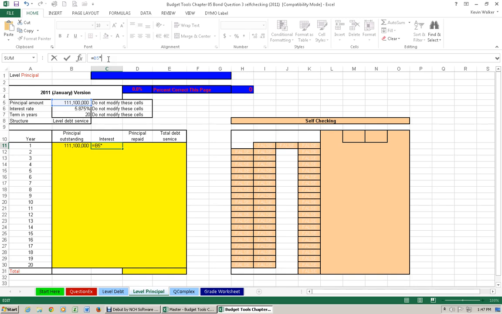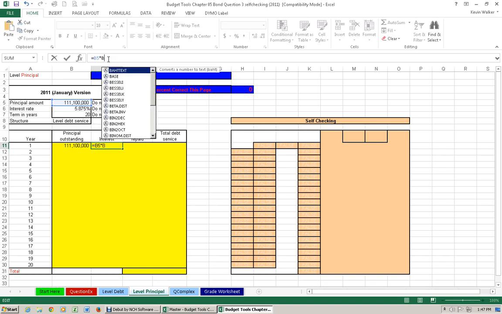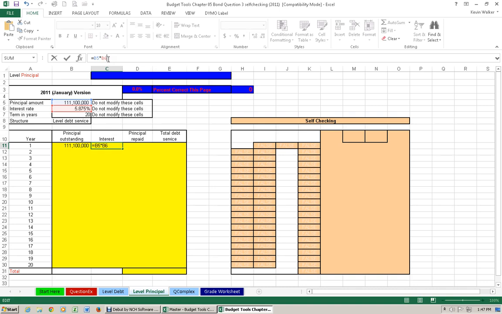So we don't have to add anything here to get it to the numerics that we want. The percent sign in this formatted cell already does it. If it just said 5.875 and nothing else, then we would have to do 1 plus B6 to get the number. All right, so 1 plus B6, and there's our interest for year 1 on 111,100,000 at 5.875% interest rate. It's going to cost you about $6.5 million.